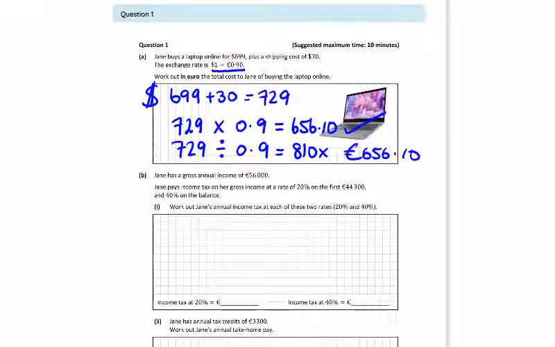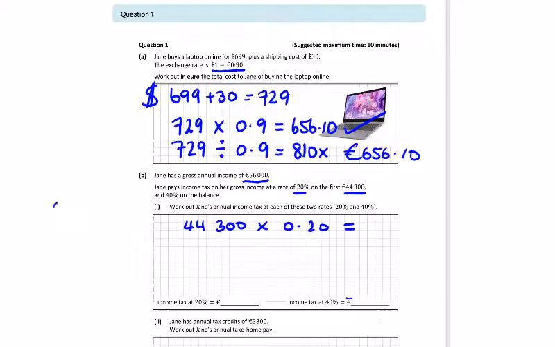Part B is the income tax part. Gross annual income, 56,000. She pays income tax on her gross income, 20% on the first 44,300. So write that down straight away. 44,300. We always lay these out the same way. By 20%, you can write 20% into your calculator, or 0.20. We get the answer in a minute.